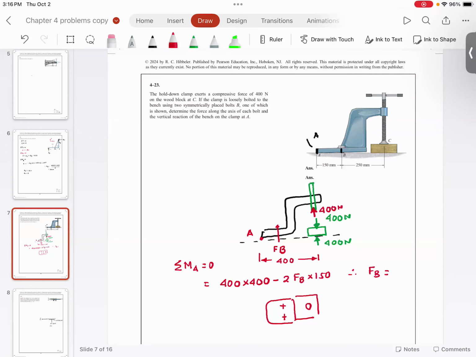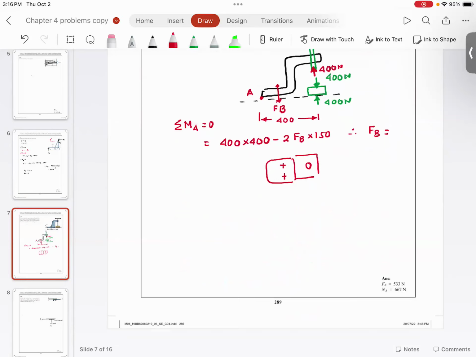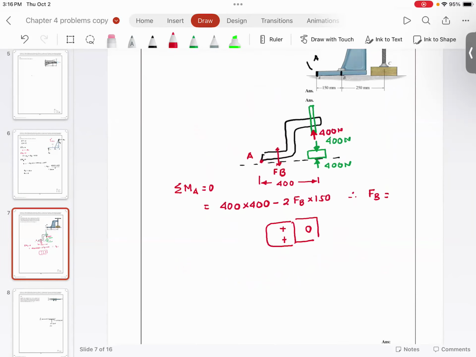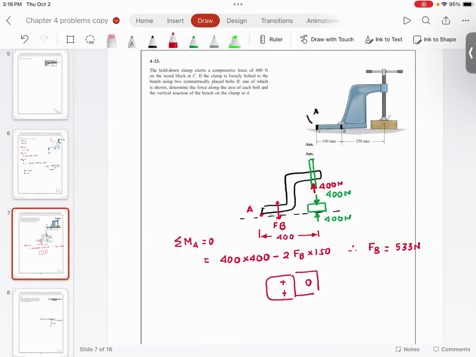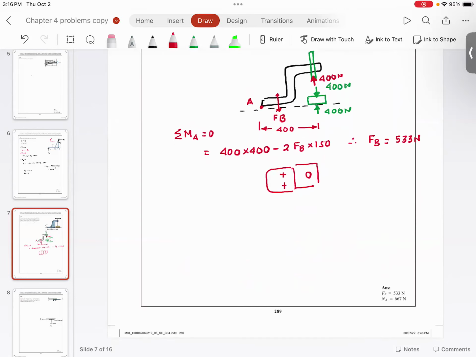Please try to understand. Moment given by this force will be cancelled by the clamping force on each bolt. So you solve this equation, and then you are going to get FB is equal to 533 Newtons. So this would be the answer.